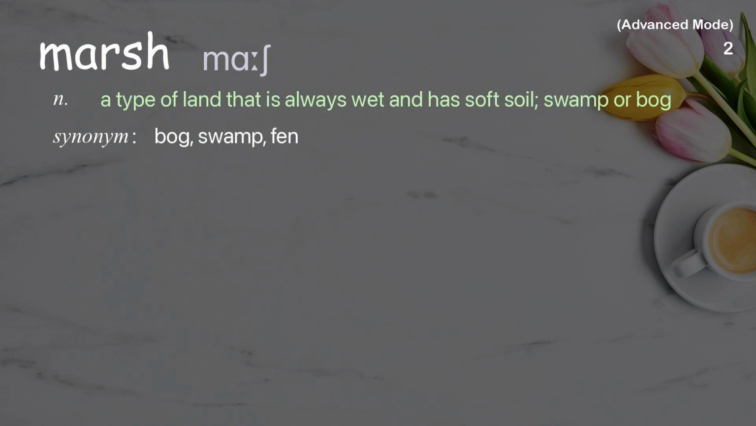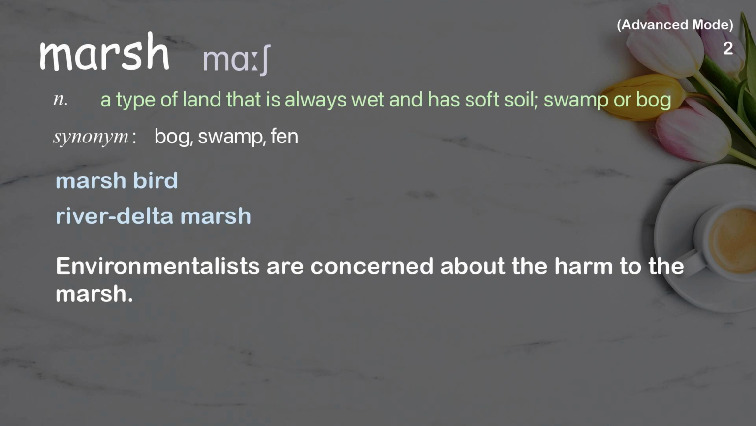Marsh. A type of land that is always wet and has soft soil, swamp or bog. Examples: Marsh bird. River delta marsh. Environmentalists are concerned about the harm to the marsh.